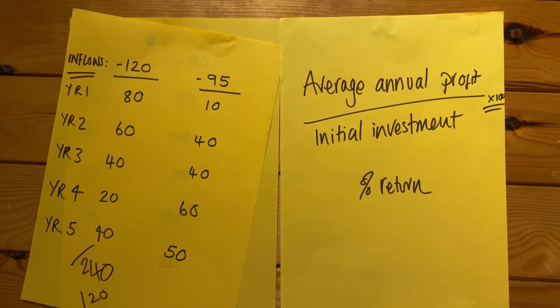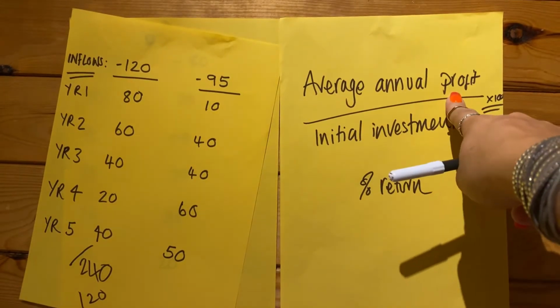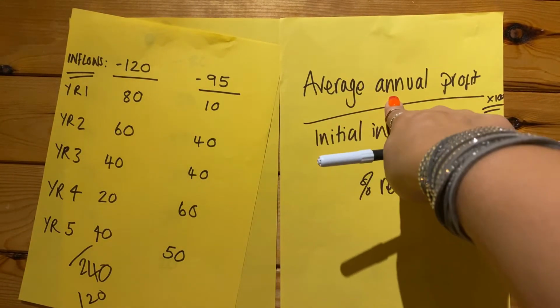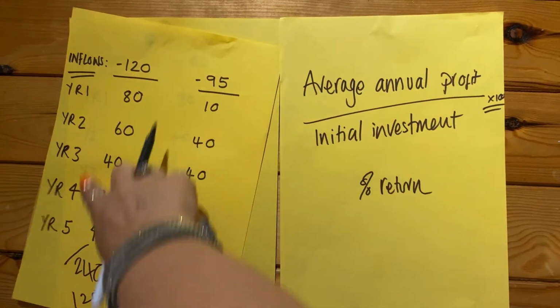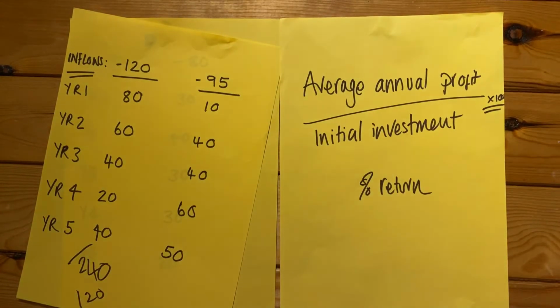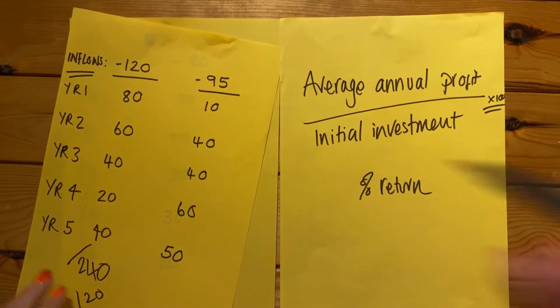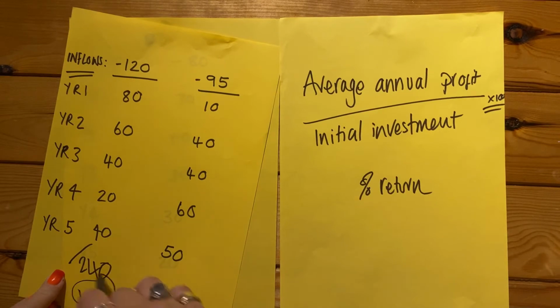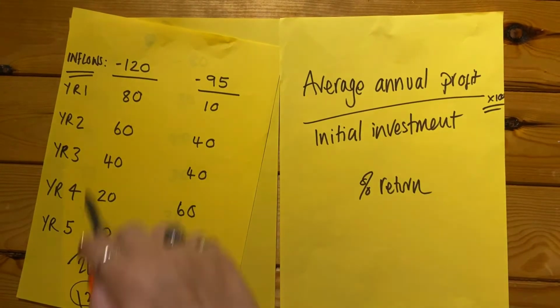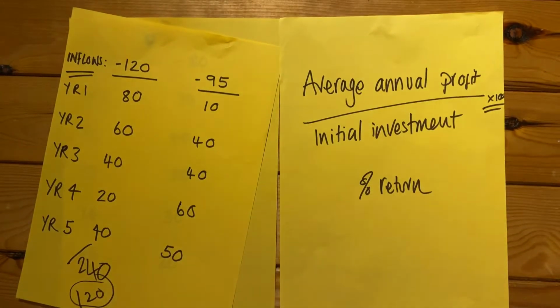But what we want to work out is the average annual profit. This project has 5 years. Not all projects will have 5, some will have 3. We've used a couple of 5-year ones here, but it could be less or more. So we're going to take the 120 and divide it by 5 to give us our average annual profit.